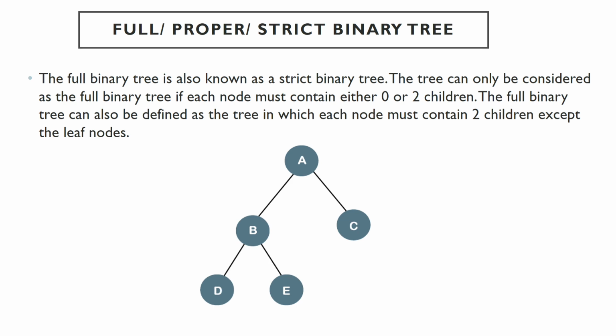First of all, what is the full, proper, strict binary tree? The full binary tree is also known as a strict binary tree. The tree can only be considered a full binary tree if each node contains either 0 or 2 children. The full binary tree can also be defined as the tree in which each node must contain 2 children except the leaf nodes. So let's look at this example. In this tree, we can observe that each node contains either 0 or 2 children. Therefore, it is a full binary tree.